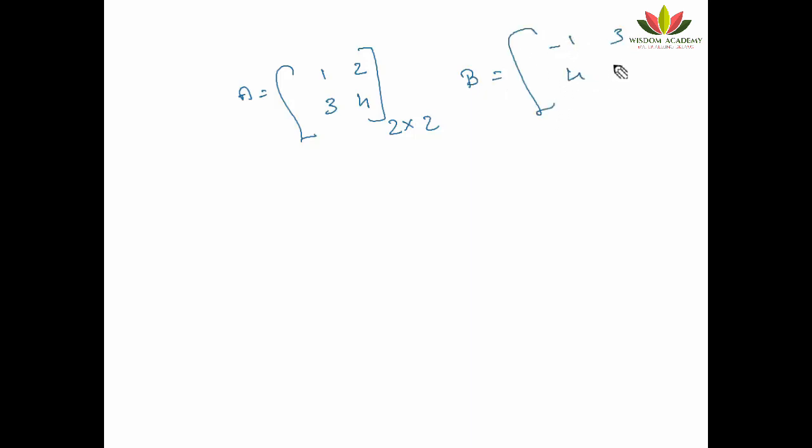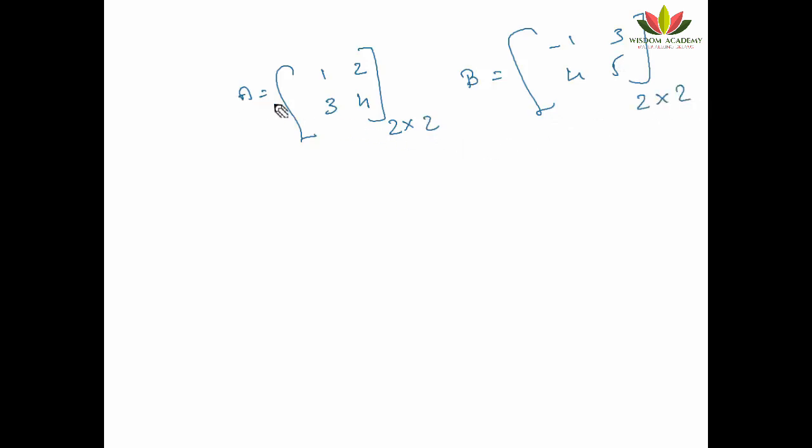If I have a matrix A with 1, 2, 3, 4, what is the dimension of this? 2 by 2. Okay, what is matrix B? I am taking it as minus 1, 3, 4, 5. What is the dimension of this? 2 by 2.